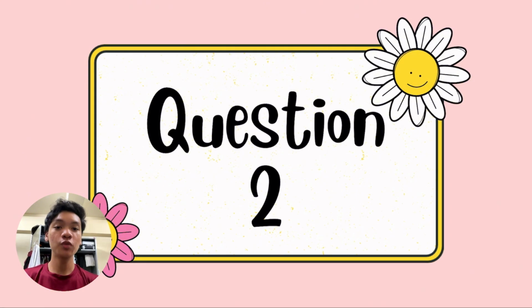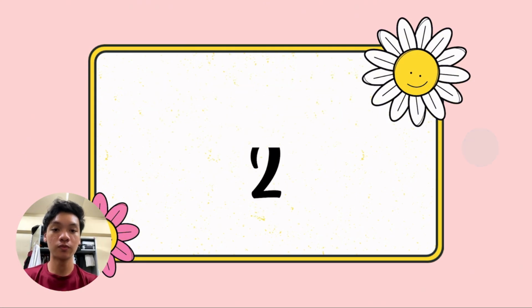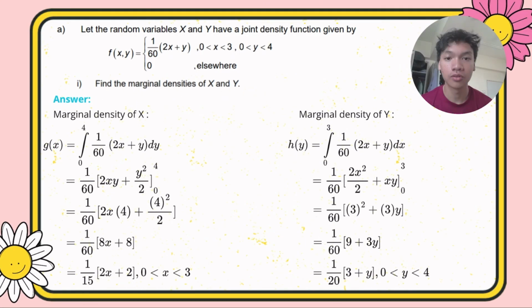And now we move on to question 2. Question A1. A joint density function is given of two random variables x and y. So to find the marginal densities of x and y, we have to integrate the density function with respect to the other variable. So to find the marginal density of x, we integrate f(x,y) with respect to y.